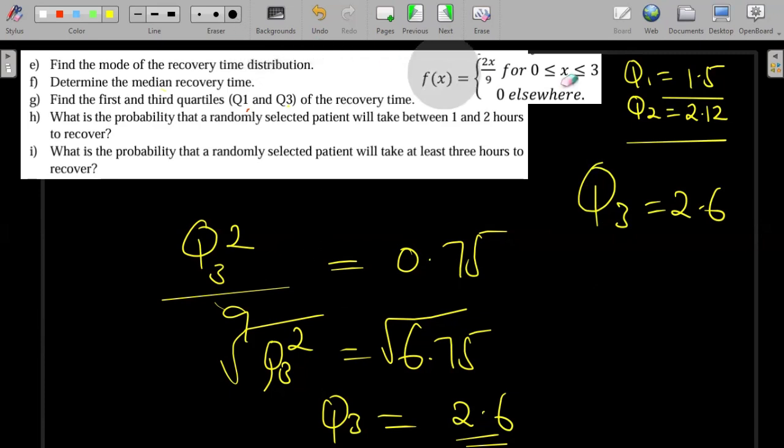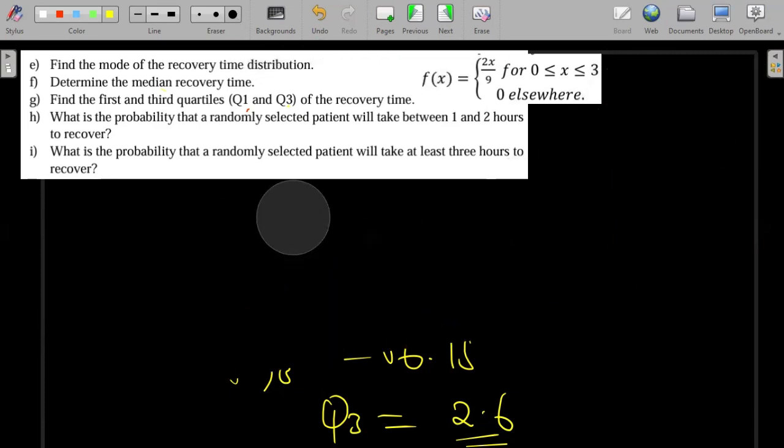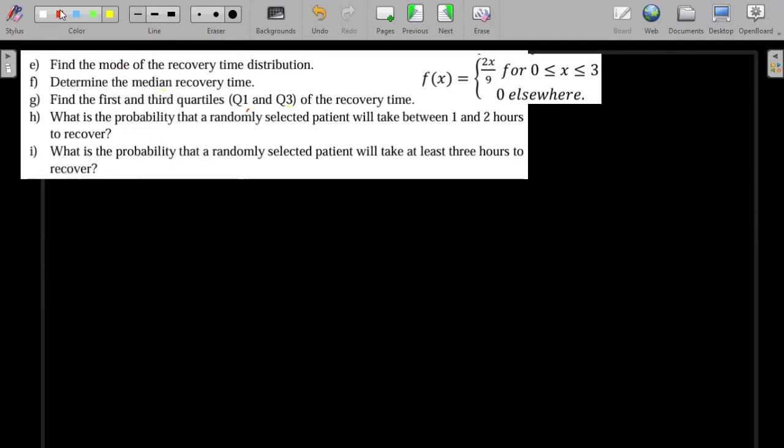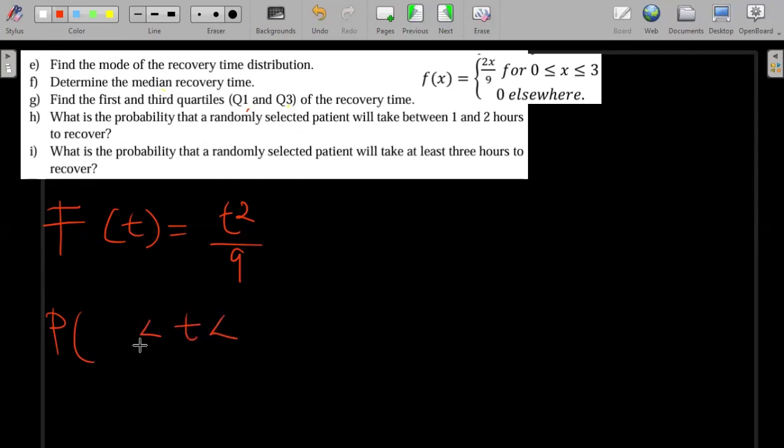Okay, so time to find some probability. Remember our CDF, I'll write it now in terms of t. It was just t squared over 9. So we're going to use this to find some probabilities here. They're asking, what is the probability that a randomly selected patient will take between 1 and 2 hours to recover? So here we're finding the probability that the time should be between 1 and 2.